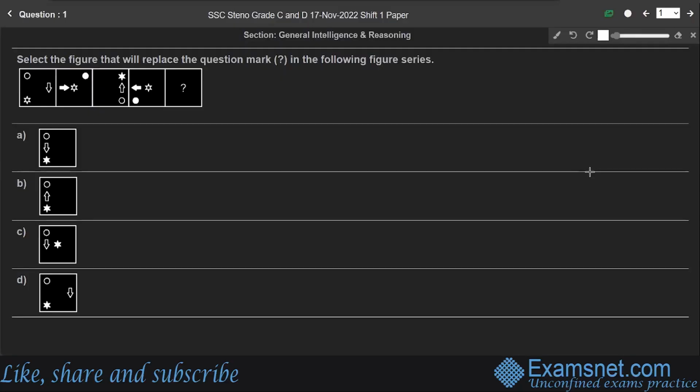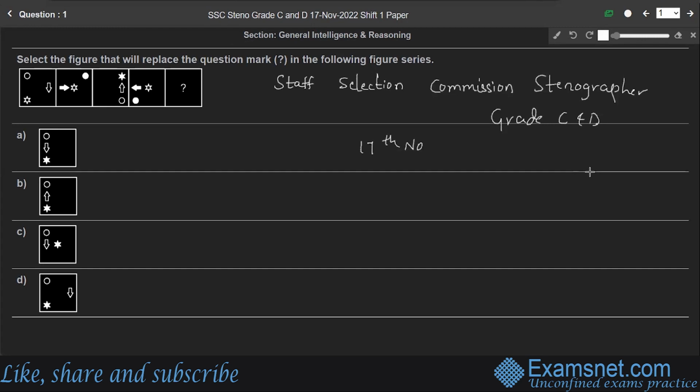Hello students. Today we are going to solve the SSC Steno Grade C and D paper. So SSC means Staff Selection Commission, Stenographer Grade C and D papers. So 17th November 2022, Shift 1 paper. A very best of luck to you all.